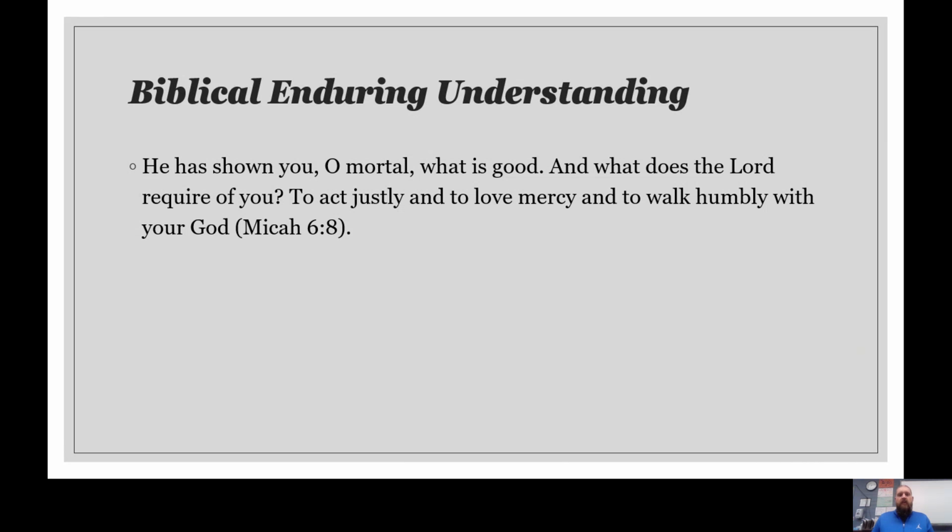Okay, God has revealed in his word what he wants us to do. And what does the Lord require of you? He requires you to act justly and to love mercy and to walk humbly with your God. So the ideas of justice, mercy, and humility are going to be things that we explore as we read To Kill a Mockingbird. That's why this book is just so powerful to me.